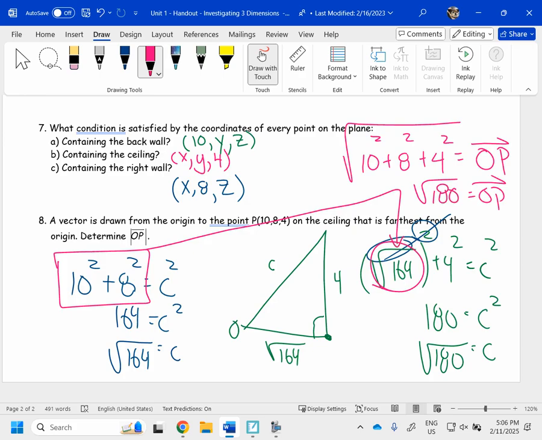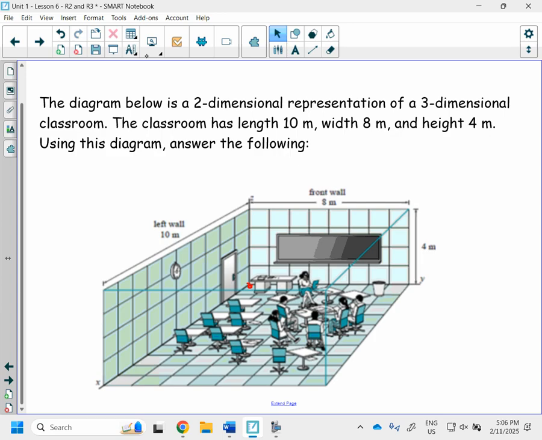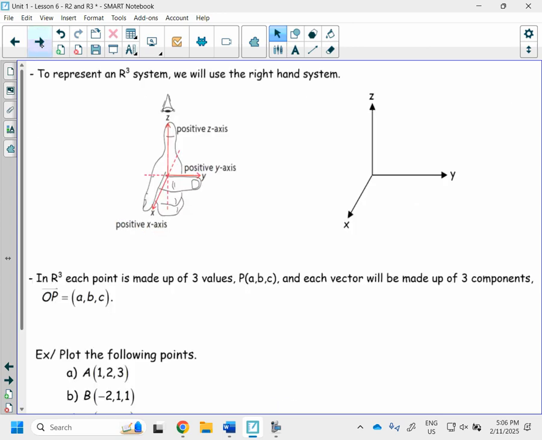Okay, that's our investigation. Just to summarize for a second here. In R3, the origin is always going to be the front left corner of our room. We call this 0, 0, 0. The positive x-axis comes towards us from there. The positive y-axis goes out to the right from there, and the z-axis always goes up.